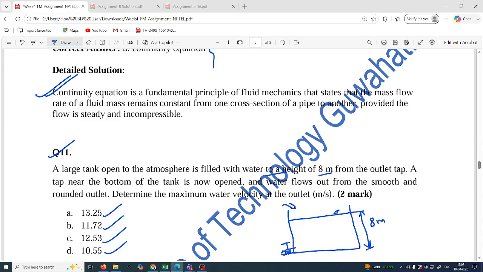Here you have one tap at the bottom, and water flows out from a smooth and round outlet. The question is trying to explain that a smooth and round outlet means there is no friction loss. Determine the maximum water velocity at the outlet in meters per second. So you need to calculate the velocity at this point.